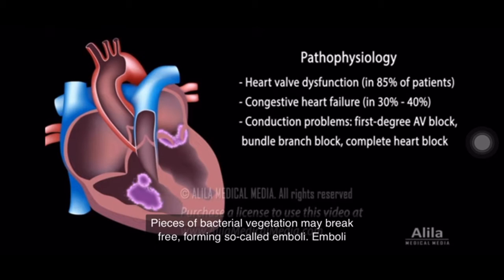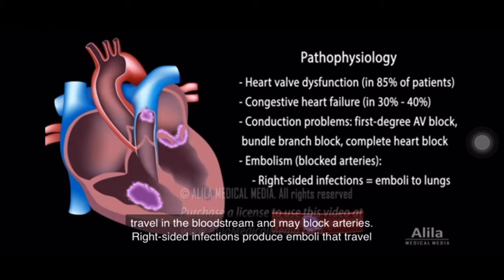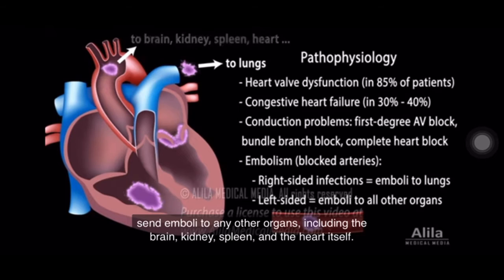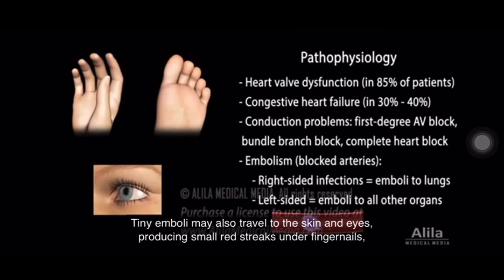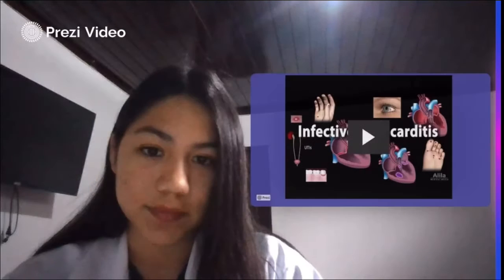Pieces of bacterial vegetation may break free, forming so-called emboli. Emboli travel in the bloodstream and may block arteries. Right-sided infections produce emboli that travel to the lungs, causing pulmonary infarction and respiratory symptoms. Left-sided infections can send emboli to any other organs, including the brain, kidney, spleen, and the heart itself. Tiny emboli may also travel to the skin and eyes, producing small red streaks under fingernails, on fingers, toes, and the whites of eyes.